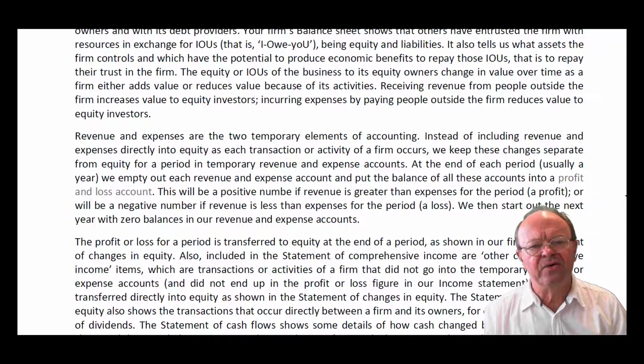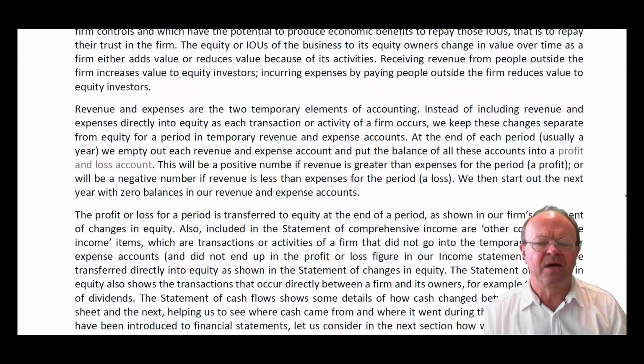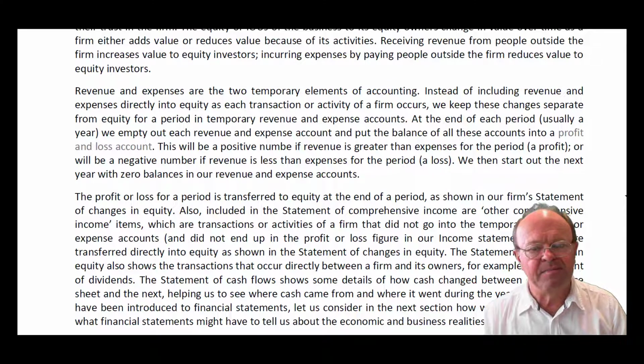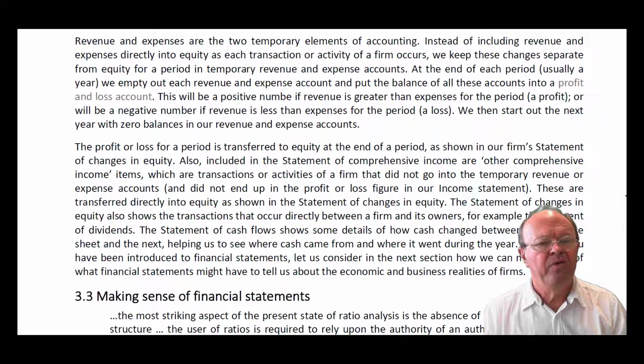The equity or IOUs of the business to its equity owners change in value over time as a firm either adds value or reduces value because of its activities. Receiving revenue from people outside the firm increases value to equity investors. Incurring expenses by paying people outside the firm reduces value to equity investors. Revenue and expenses are the two temporary elements of accounting.